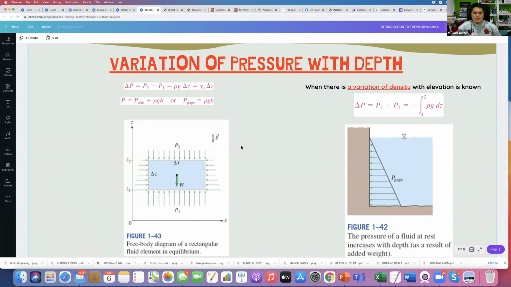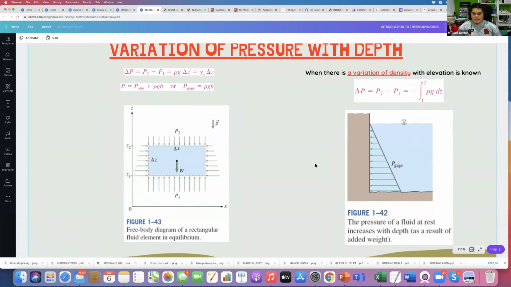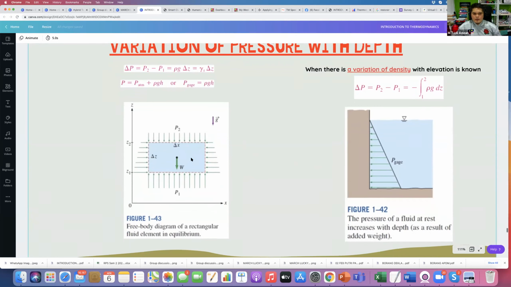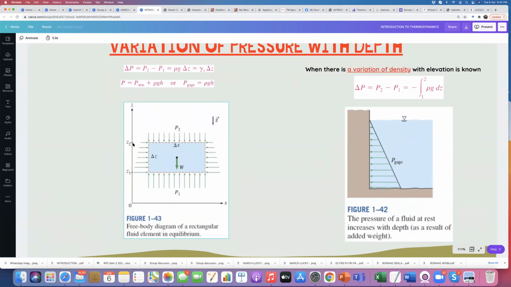It's actually the first one is the variation of pressure with depth. What it's trying to mention here is that, in order for you to determine the pressure, if you have a distance delta z, where z1 and z2 is the difference in height, and then you have a system here, a free body diagram, then in order for you to determine the change of pressure between state P1 and P2, this is the line for P2, this is the line for P1.